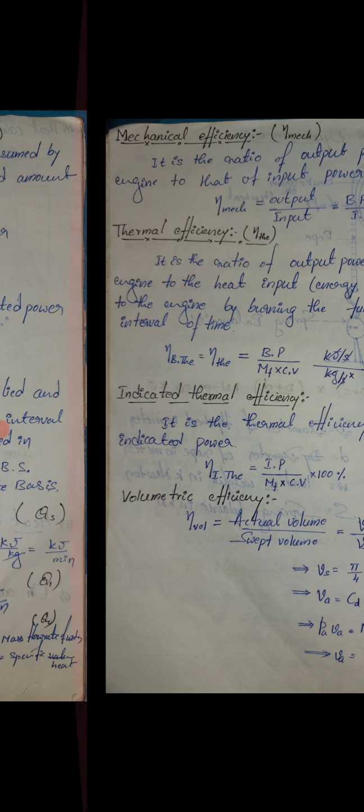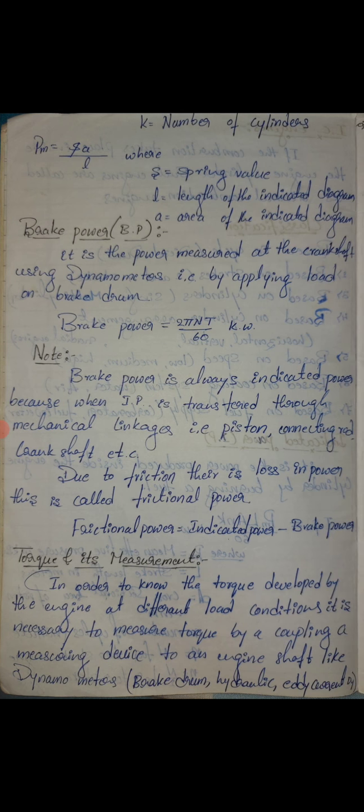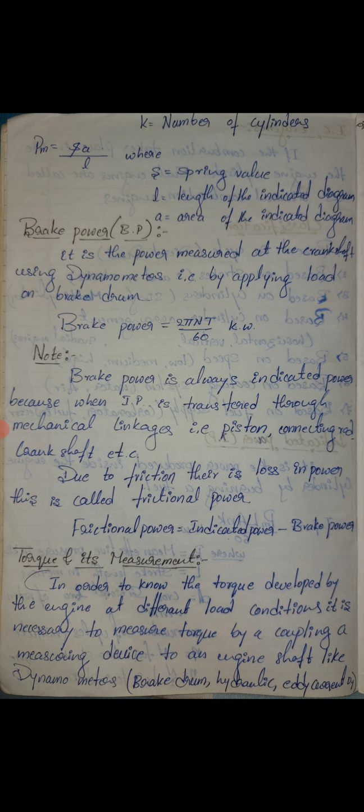I'll show you once again one by one. In the last class we calculated indicated power. In today's class I have shown you how to calculate the brake power and what are the instruments to calculate the brake power. We have different types of dynamometers. In that I have explained one dynamometer, the rope brake drum dynamometer, to determine the torque. After calculating the torque, substitute it in the brake power formula and find out the brake power.